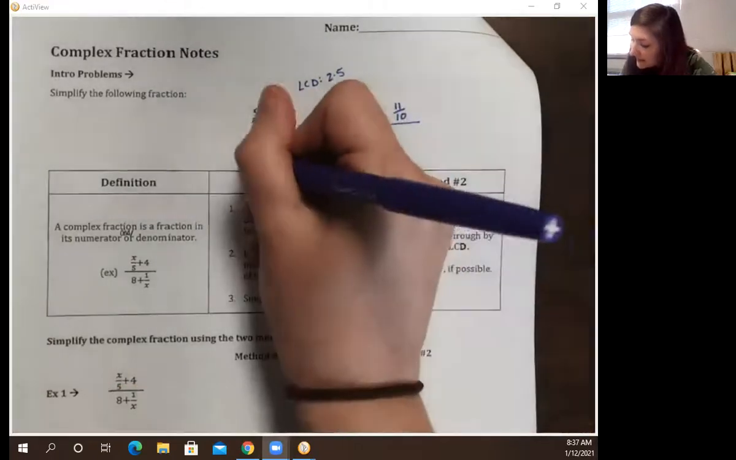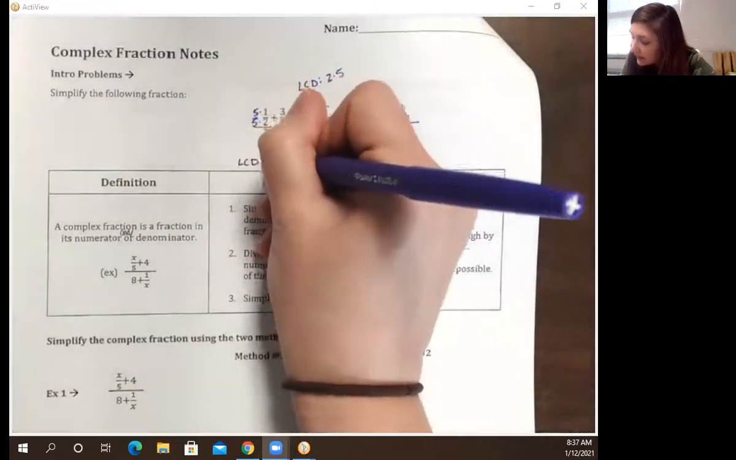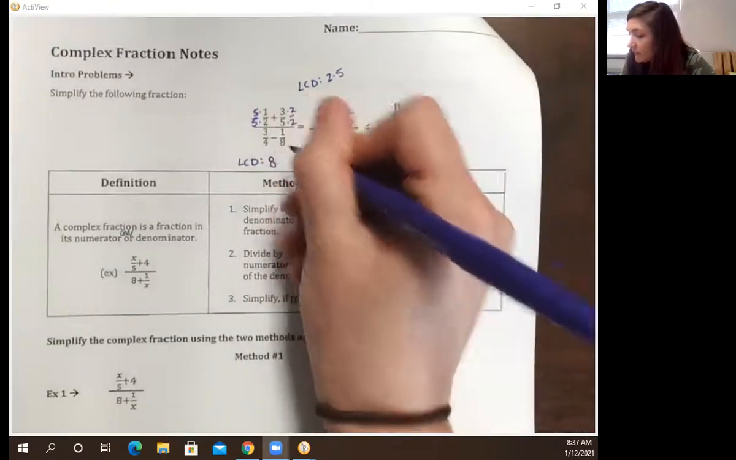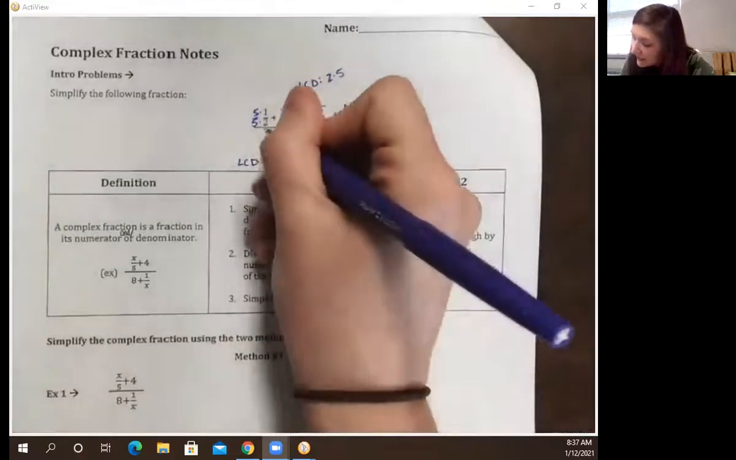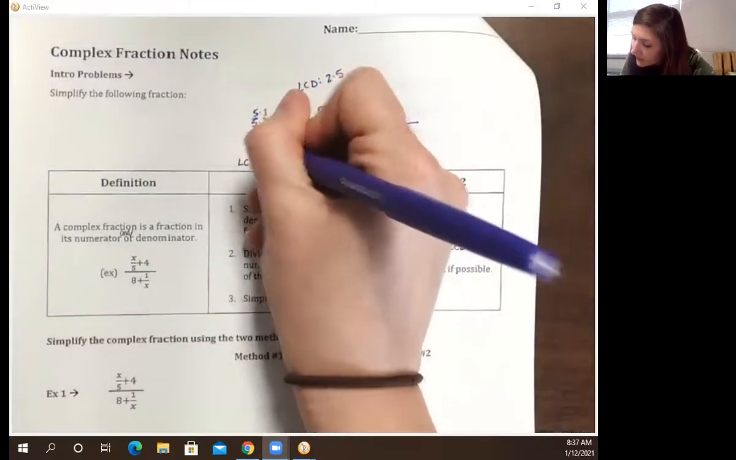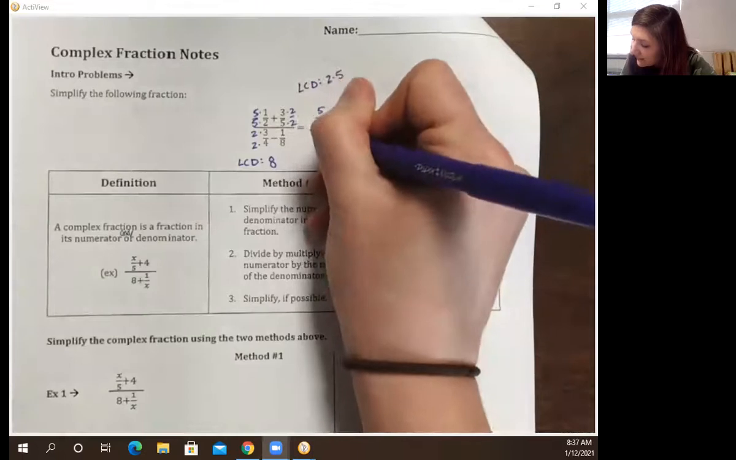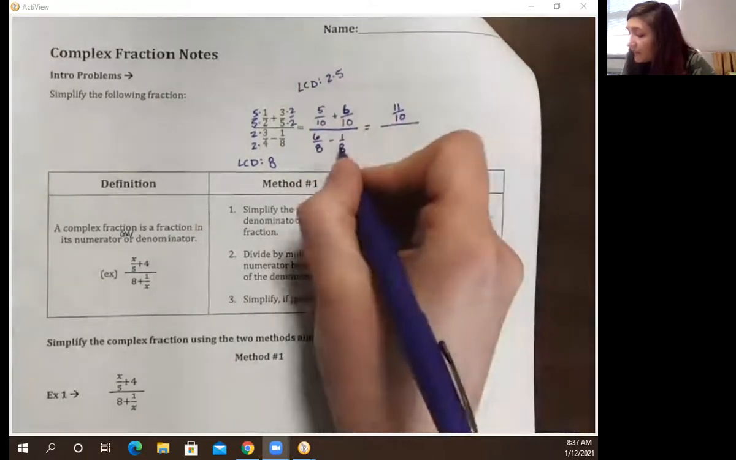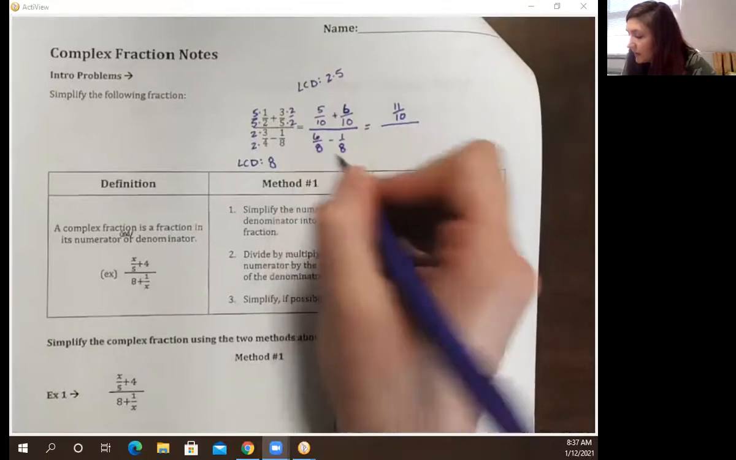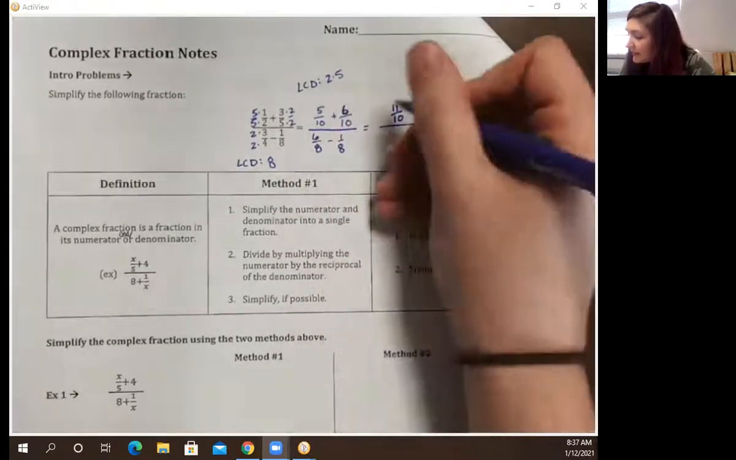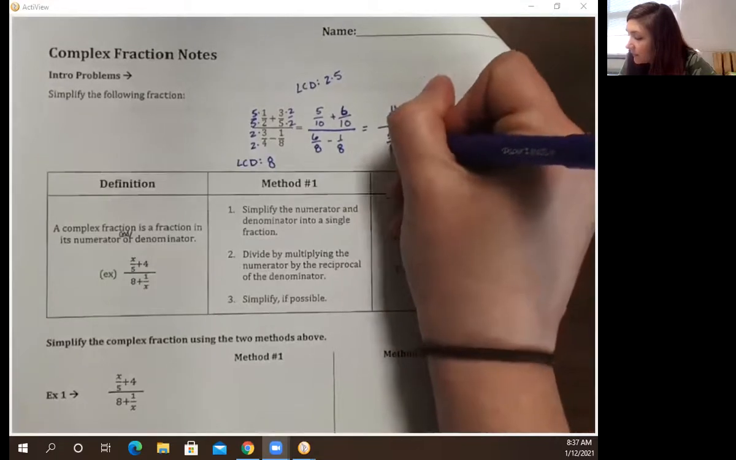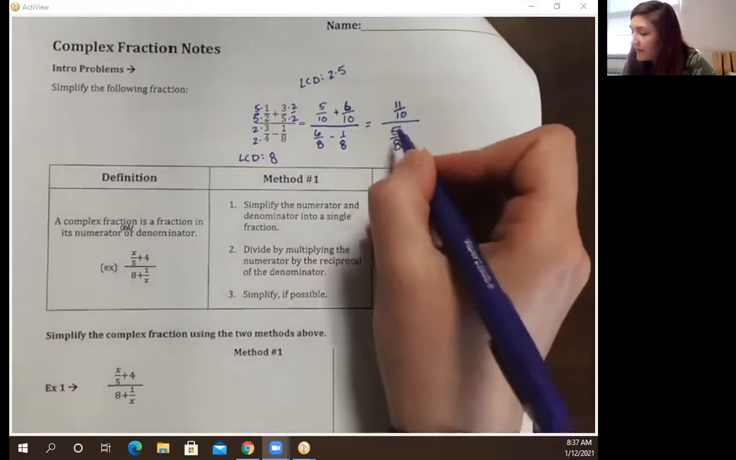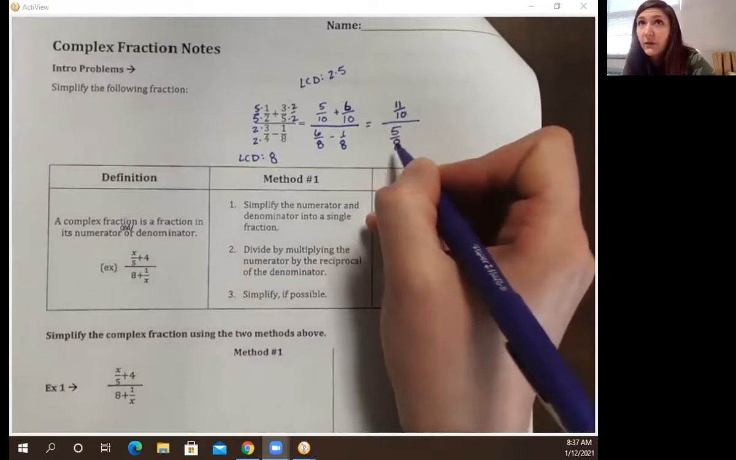On the bottom, same idea. Our least common denominator on the bottom would be 8, since 4 goes into 8. So that means I would have to multiply the top and bottom here by 2. So I would get 6 over 8 minus 1 over 8. Now that my denominators are common, again, we're just working with the numerators here. 6 minus 1 would be 5 over 8.